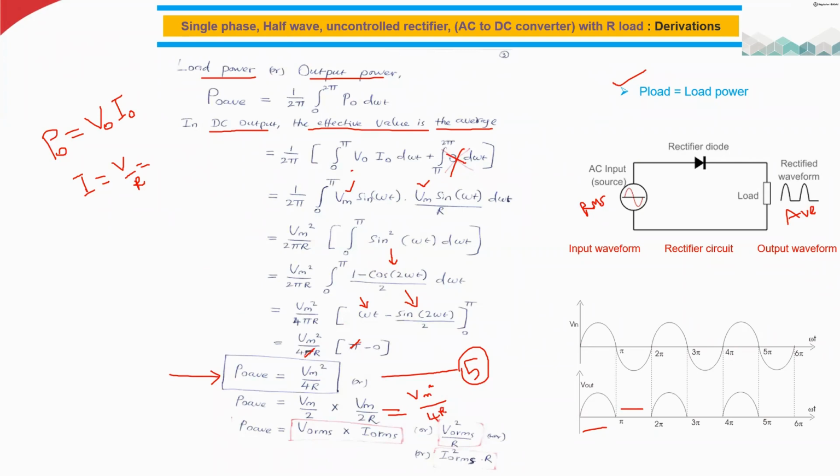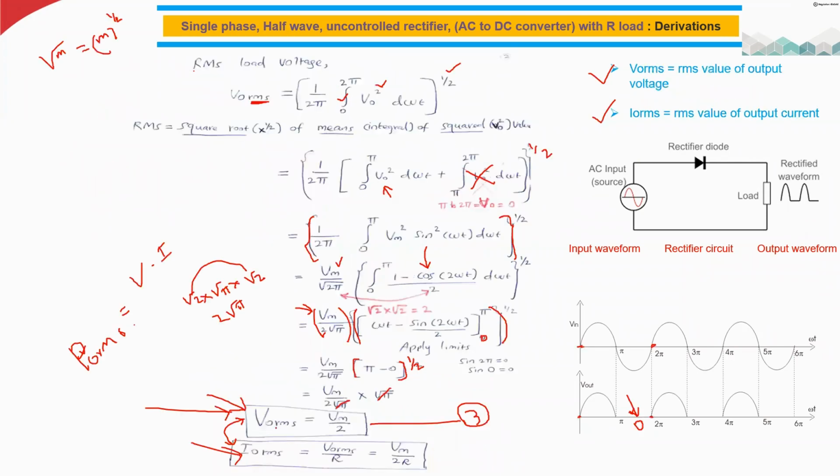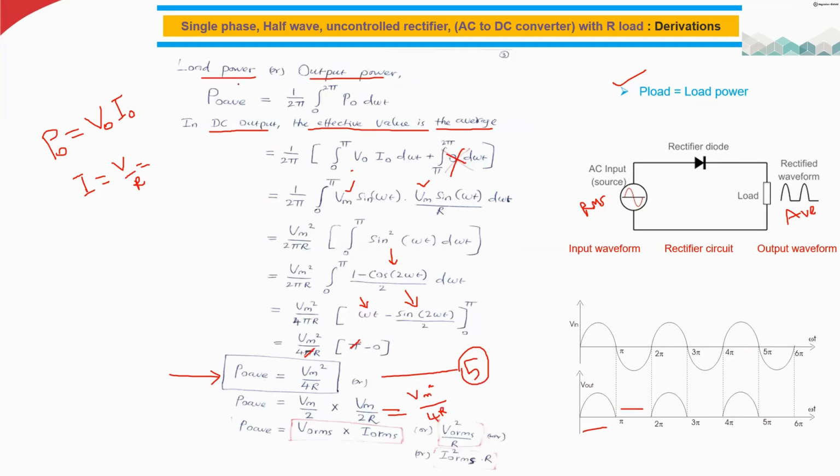So instead of applying directly into this formula, we did it mathematically and found the average power, P average. You can also directly apply the values from the previous slide and calculate this P average. You have so many different formulas for power calculation actually. Power is equal to V times I, or V square divided by R, or I square times R.